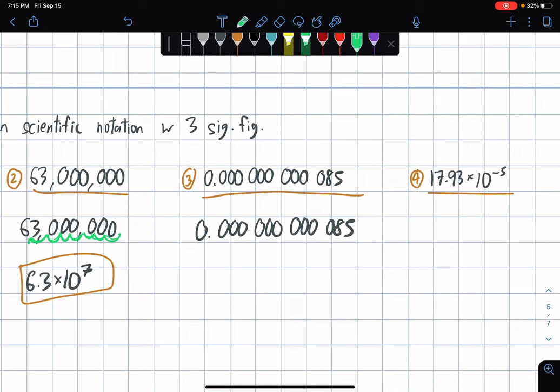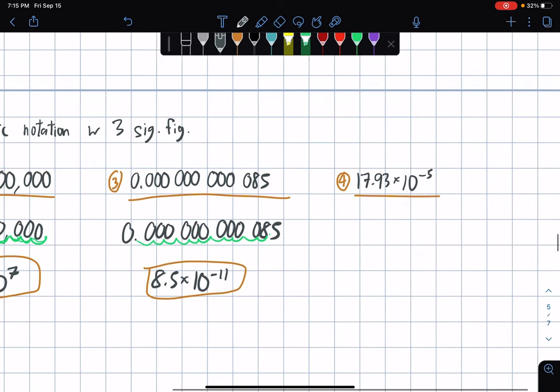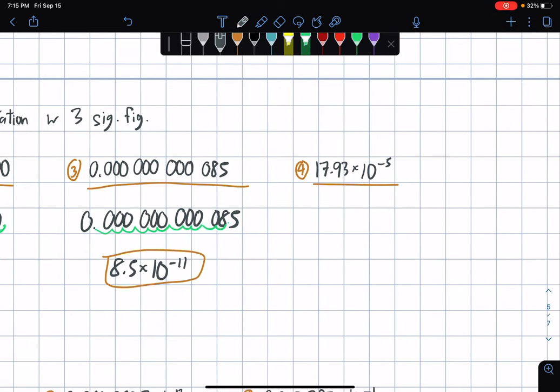0.000000000085. Move the decimal point between 8 and 5. So 1, 2, 3, 4, 5, 6, 7, 8, 9, 10, 11. 8.5 times 10 raised to negative 11. These answers are getting so weird, but anyways, if you know that what you're doing is right, then regardless of how weird your answer could be, you should still have confidence.